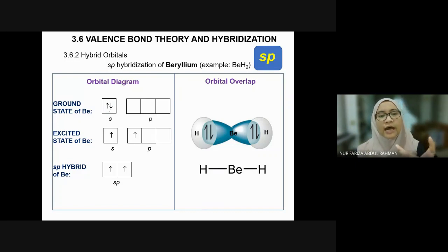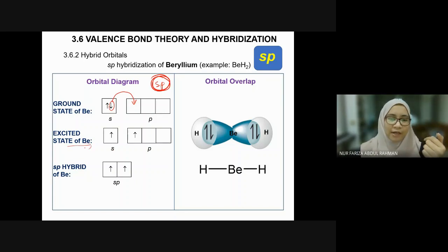But before it hybridizes, it has to be excited first. So this one will be excited into the p orbital, hence we have sp later on. So this will be our reference. Okay guys, transfer 1 electron from the s orbital to the p orbital, and then it becomes like this. This is what we call the excited state of beryllium. And then the hybrid part is when the s and the p just now combine into forming the new hybrid orbital that is known as sp orbital.